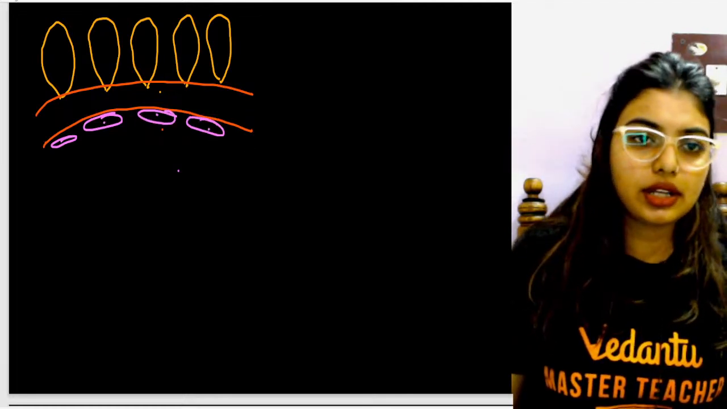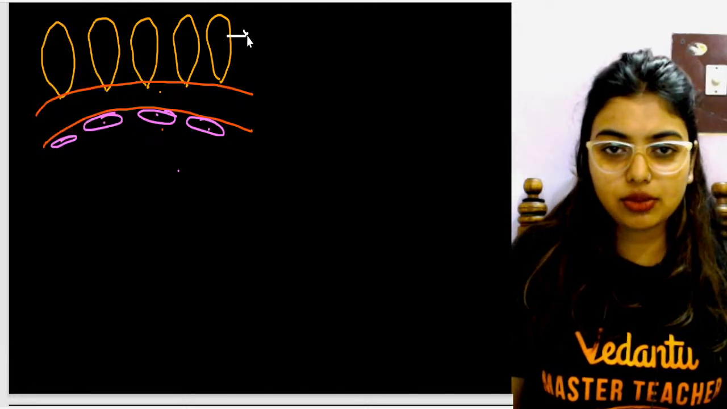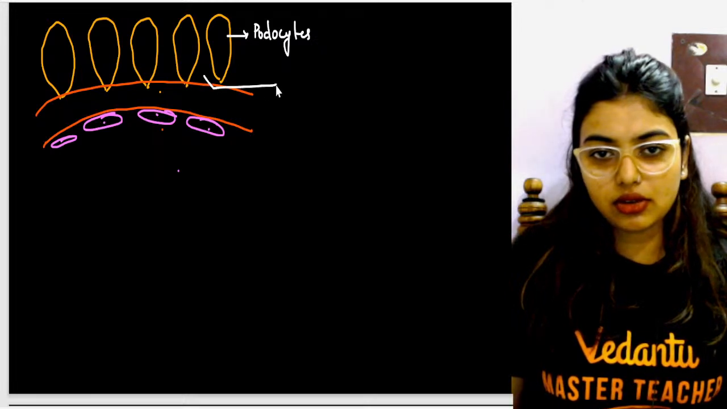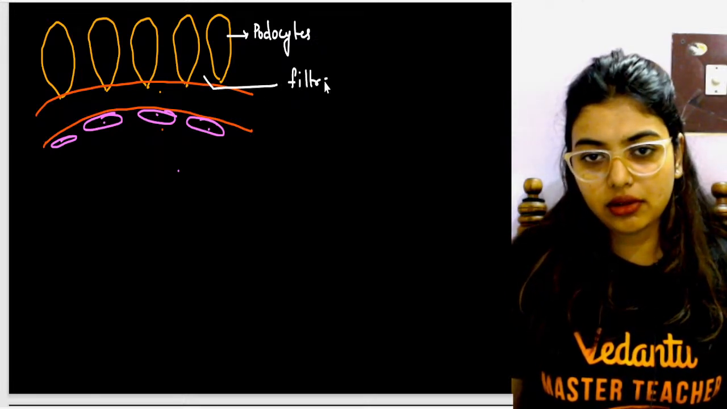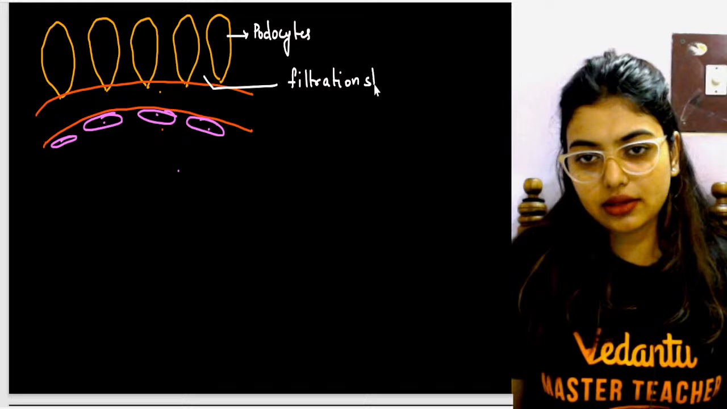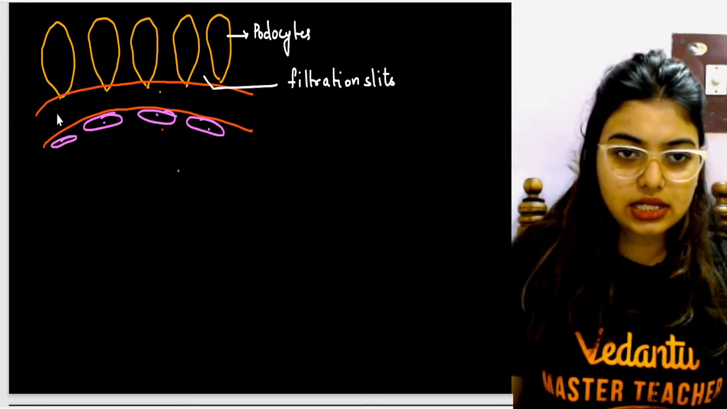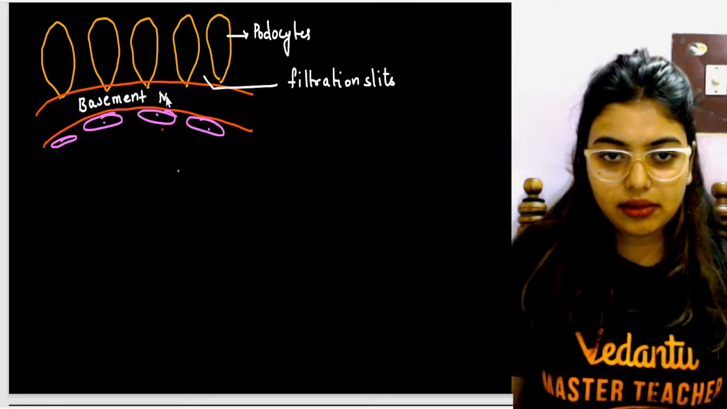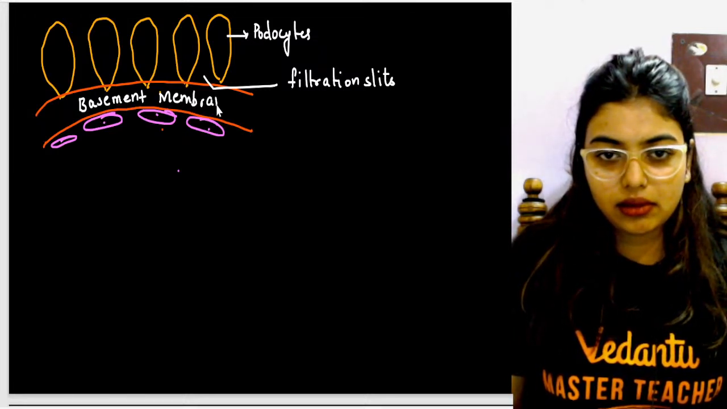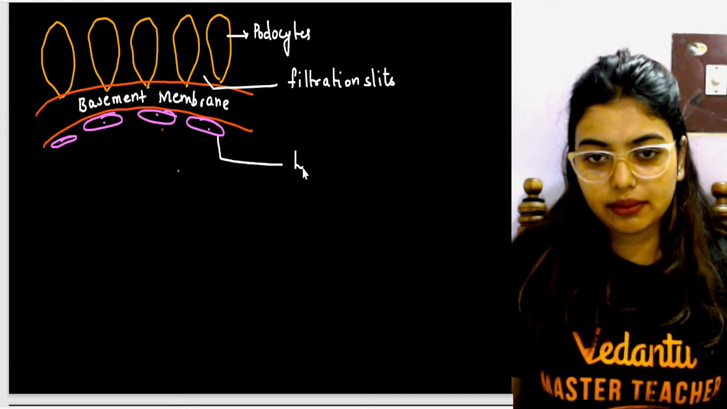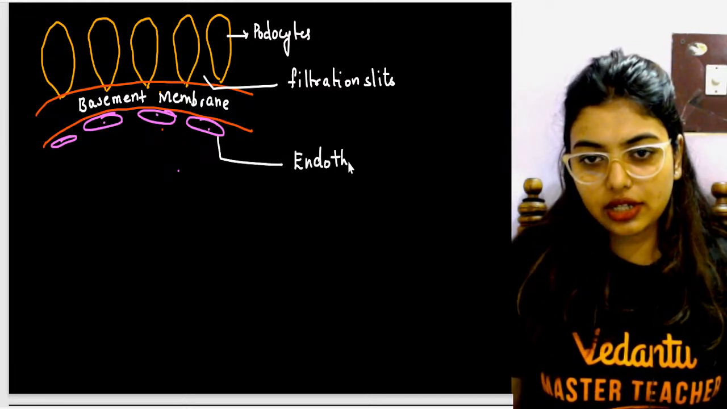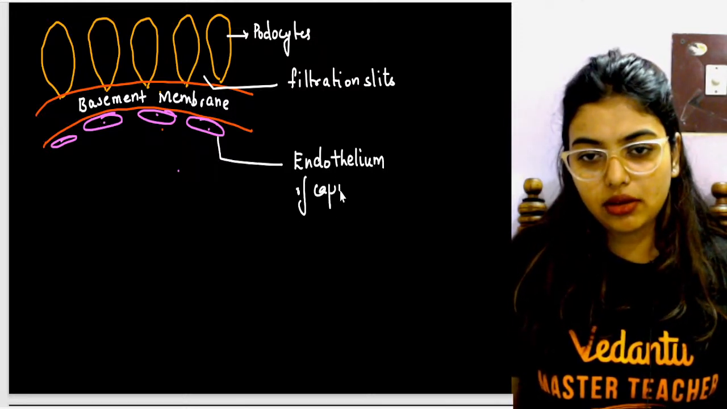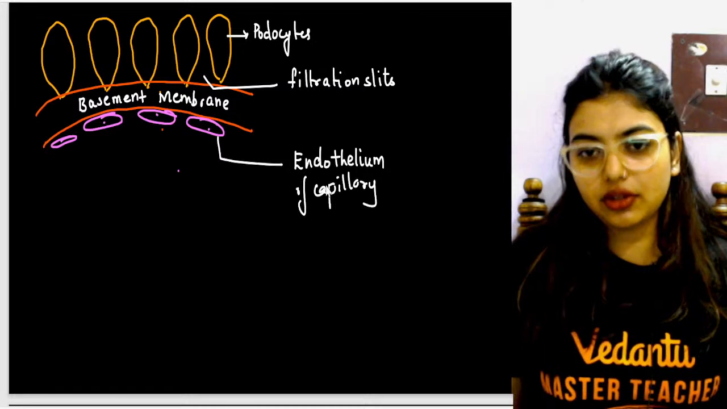Now let's label it so you'll understand. This is your podocytes. This is your filtration slits. This is the basement membrane. This is the endothelium. It's actually the endothelium of the capillaries, but we write endothelium of glomerulus also, no problem, because again they're all a tuft of capillaries only, you know.